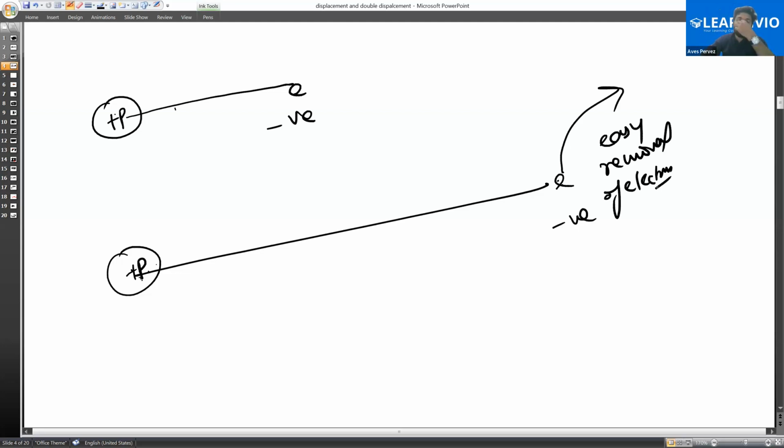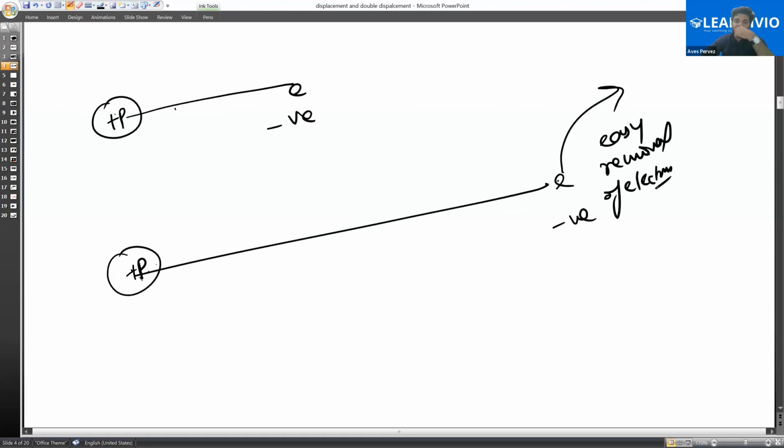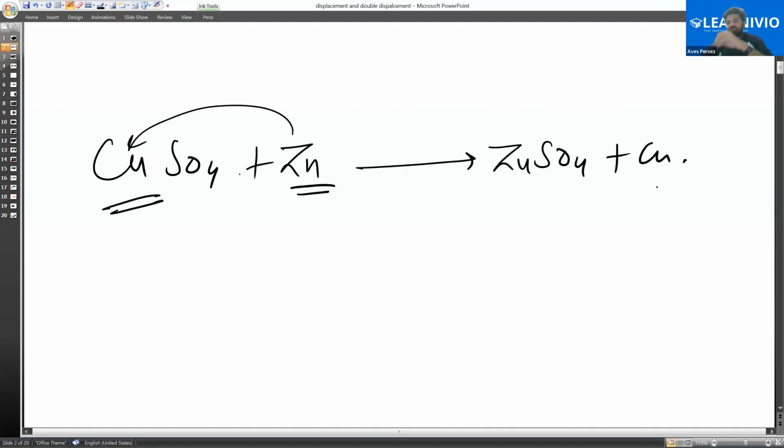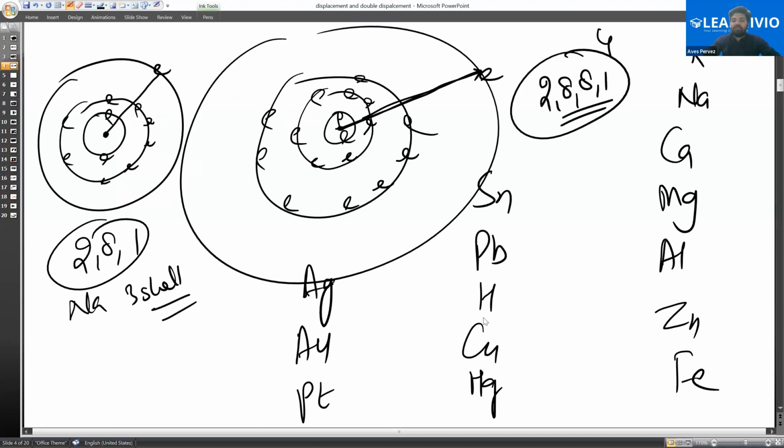This is the way we can say how sodium is more reactive than potassium. Sorry, how potassium is more reactive than sodium because of the extra shell. It can lose electrons. Similarly, other elements in the reactivity series are based on the same line. Sodium will lose electrons more easily than all the elements below it. Magnesium will lose its electrons more easily than all the elements below it. Lead will lose electrons more easily than all the elements below it.